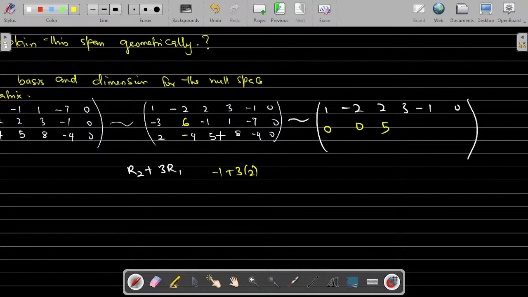And then do the same thing here. 1 plus 3 times this, which is 9, will be 10. Do the same thing here. Minus 7, 3 times this is minus 3. That will be minus 10. Okay, and then here, of course, will be 0.